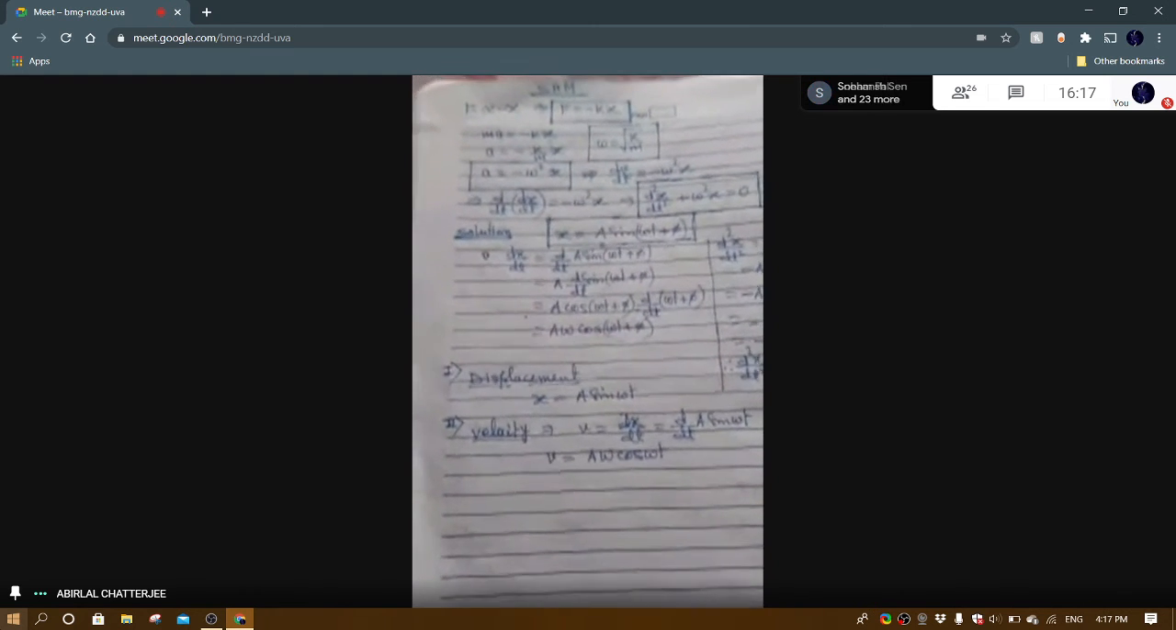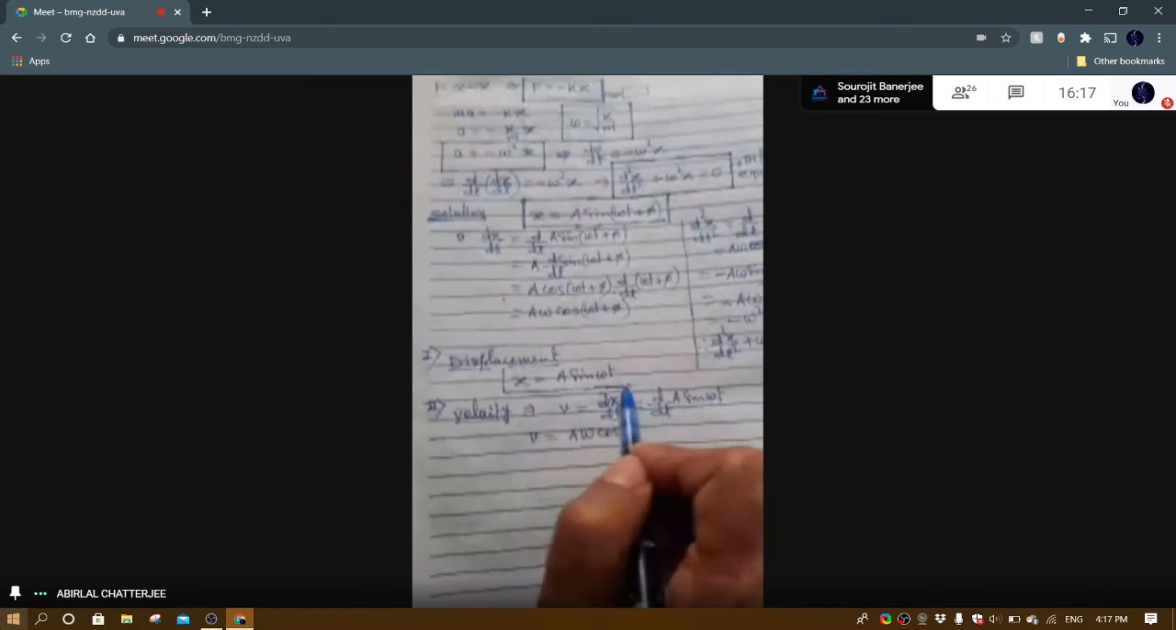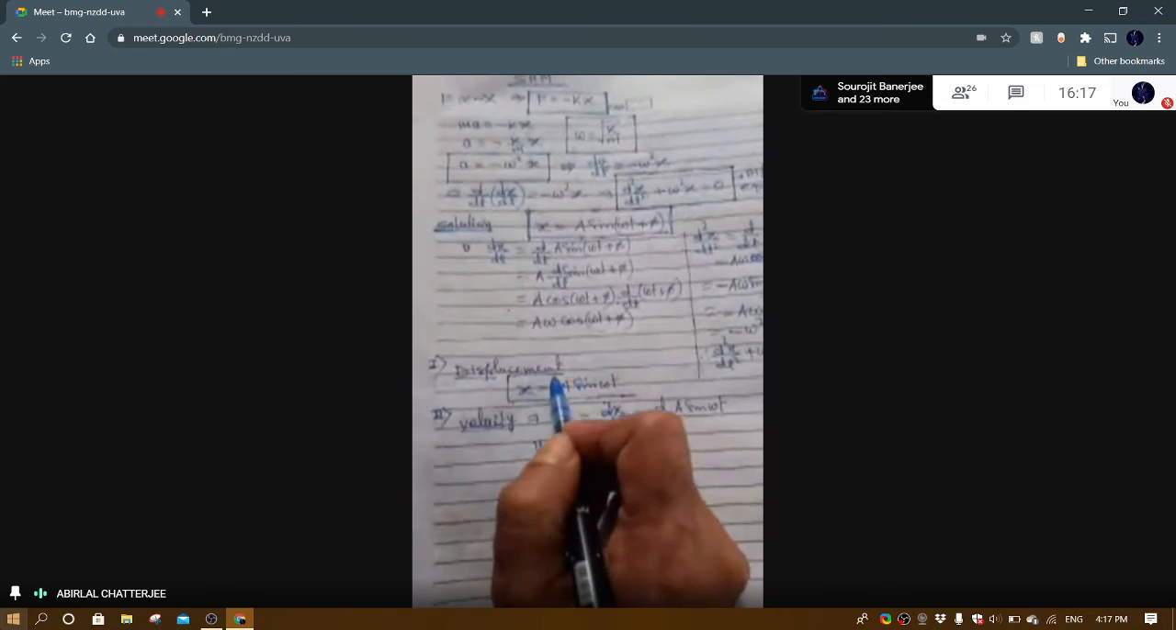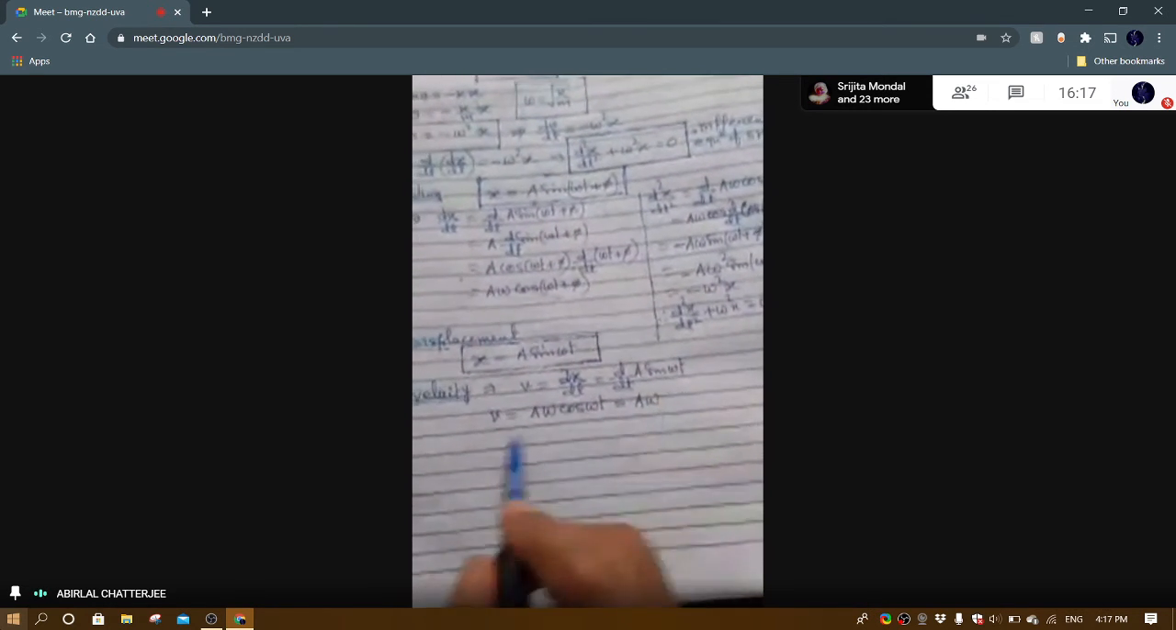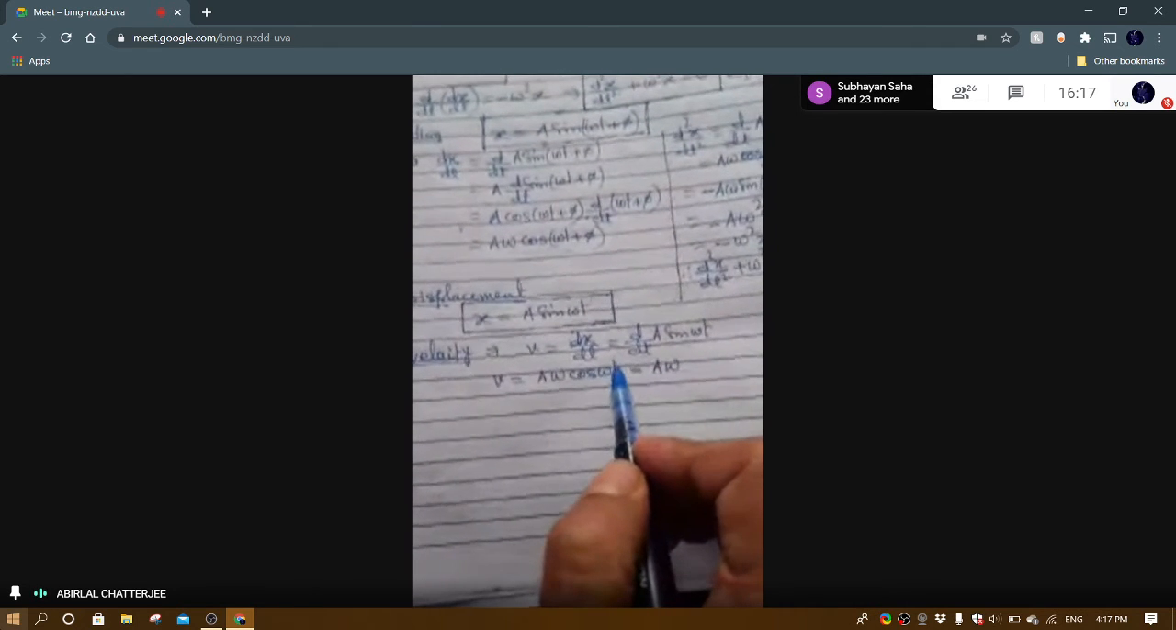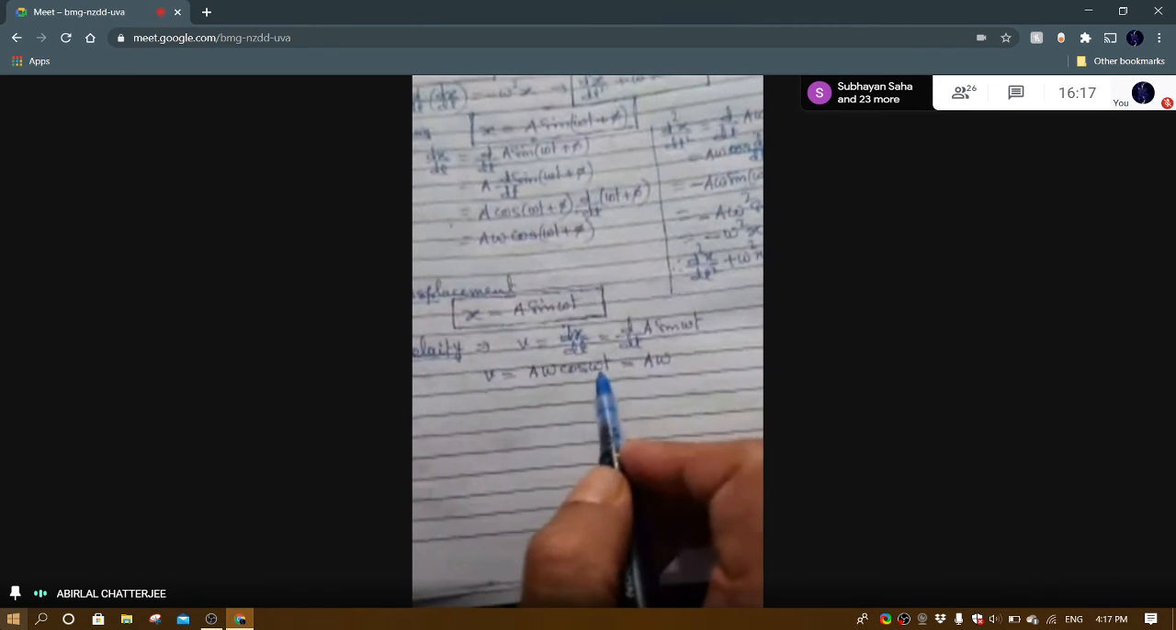Now I want to eliminate the time function, sir. Then what will you do, sir? I want to eliminate the time function. Then what will you do? I don't want to keep that time function in the expression. Why? You want to express a relationship between what? Velocity and displacement. From here I want to replace the time function part, means the cos part.